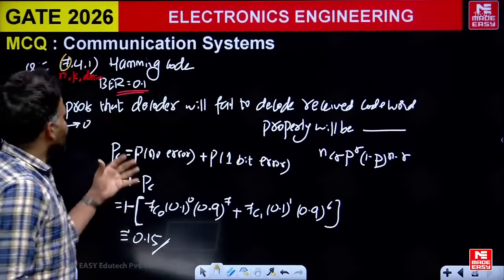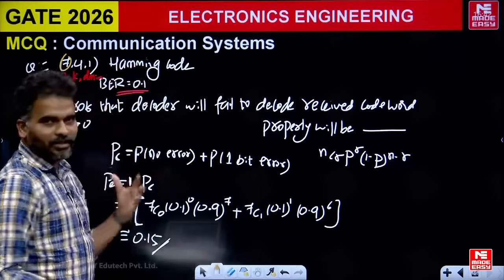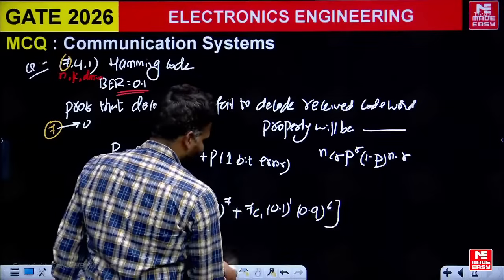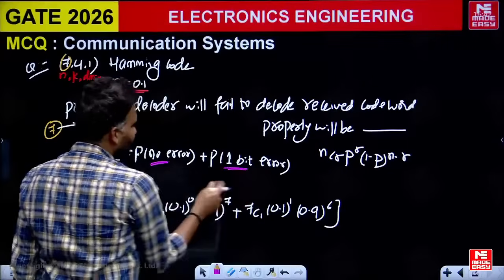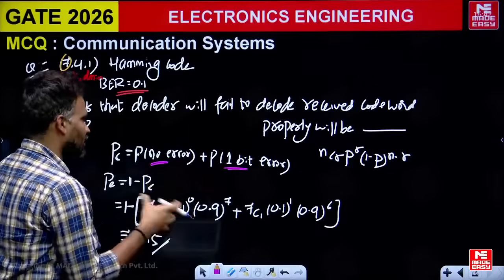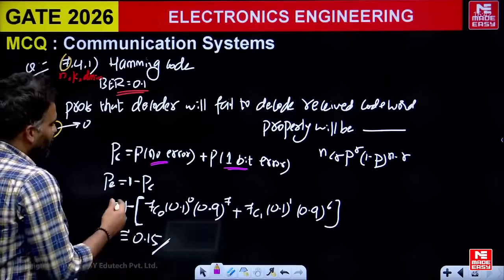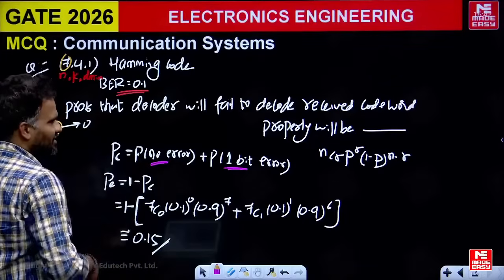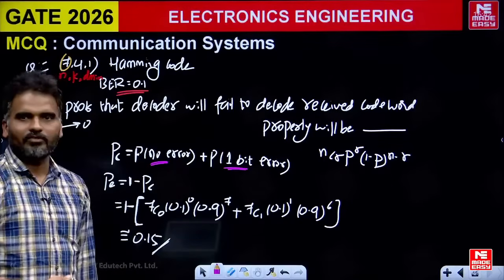First, we know that the Hamming code is all about being able to correct a single error. So if the received code word has no error, or a single error, then it is able to correct that error and decode the received code word properly. And the probability that it fails to decode the received code word properly is 1 minus PC, so this is 0.15 that you will get.